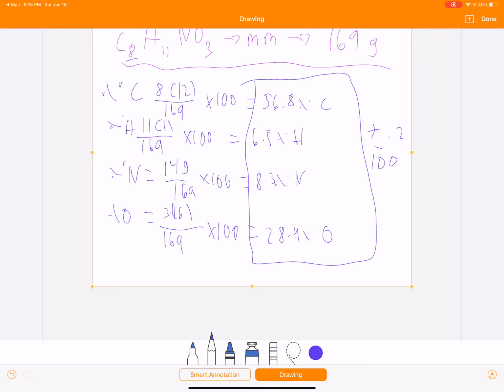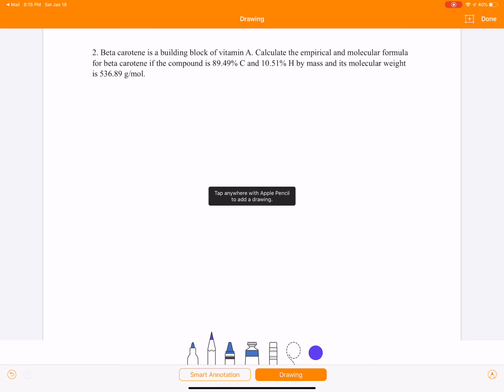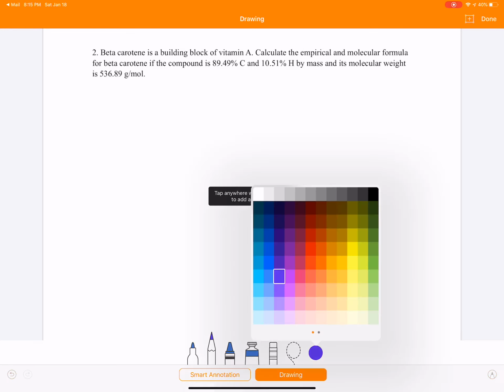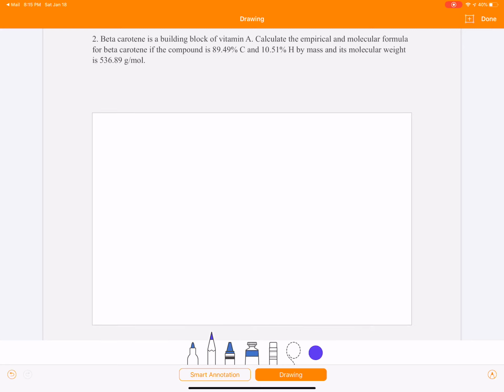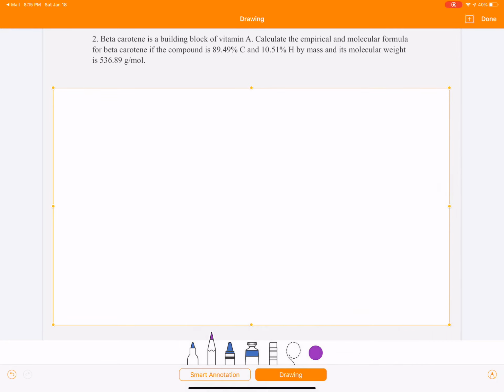So that's the percent composition, and we're going to use our tools of how to find percent composition when finding the empirical formula. Our next question says that we have beta-carotene, the building block of vitamin A. We want to calculate the empirical and molecular formula for beta-carotene. The compound is 89.49% carbon and 10.51% hydrogen by mass, and it gives us its molecular weight, which we'll use later. Finding the empirical formula has a couple of steps to it. They're not hard, just have to remember what to do.